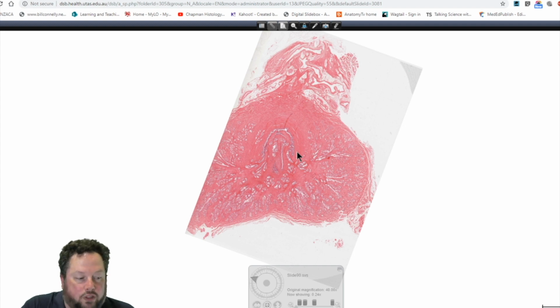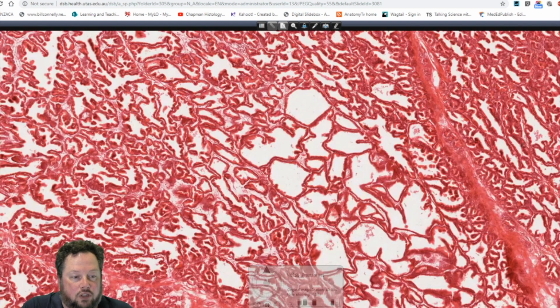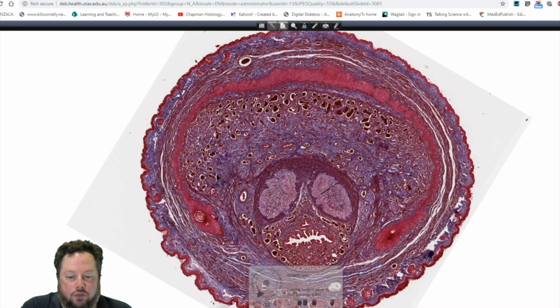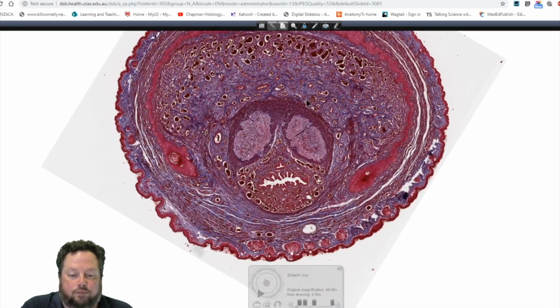I do notice the time, we're almost close to the end of the stream. I do want to quickly have a look at the structure of the penis here. We know that in cross-section the penis is composed of two upper erectile tissue masses known as the corpus cavernosa, and then we have a lower erectile tissue mass known as the corpus spongiosum.